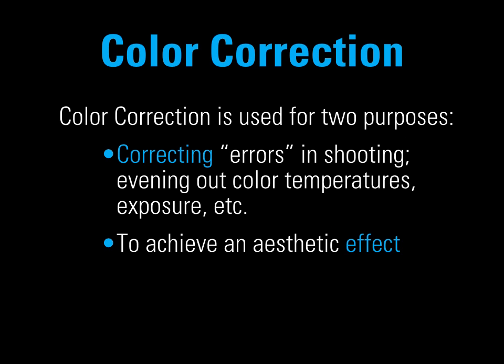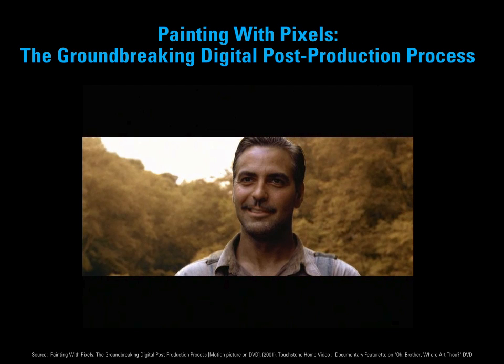Color correction can really serve two purposes: to literally correct color differences from shot to shot, or to achieve an aesthetic effect. This featurette explains how the Coen brothers film Oh Brother, Where Art Thou was the first feature shot on film to use an entirely digital coloring process.